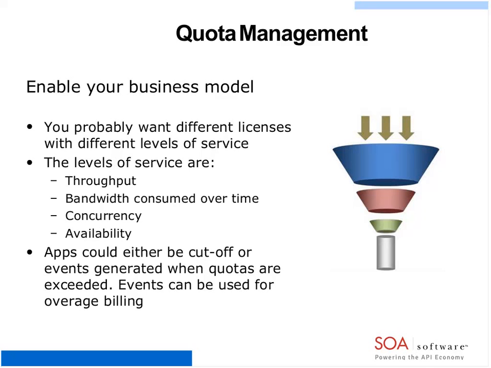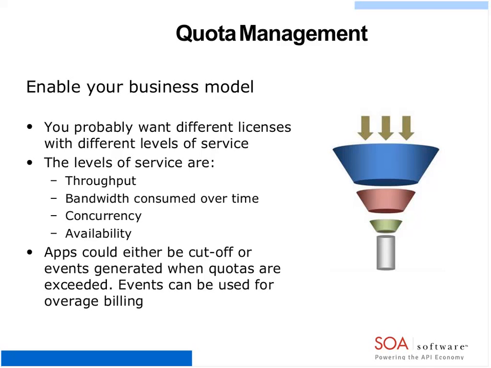All of these things are examples of the kinds of quotas and quality of service and SLA policies that you can put into a license, which is then enforced by the platform at runtime. You can also measure and report on availability. So this is kind of the opposite effect, right? Throughput and bandwidth and concurrency, these are constraints that you put onto the application.